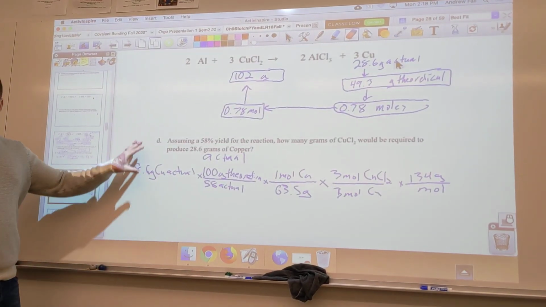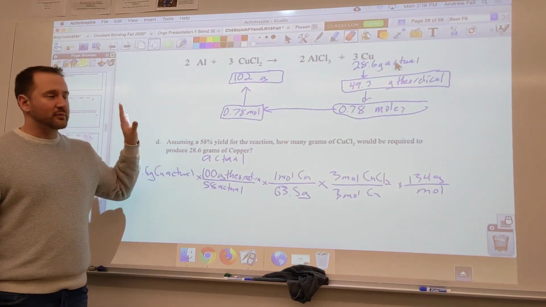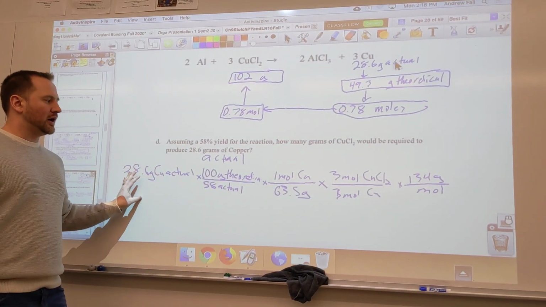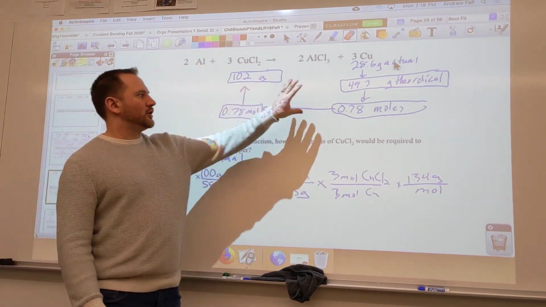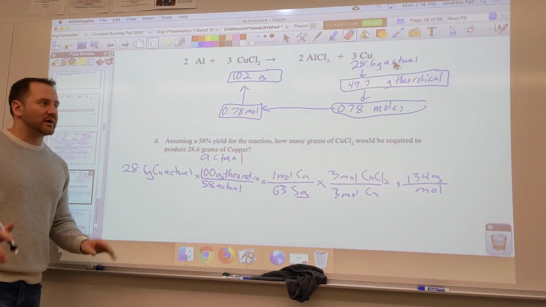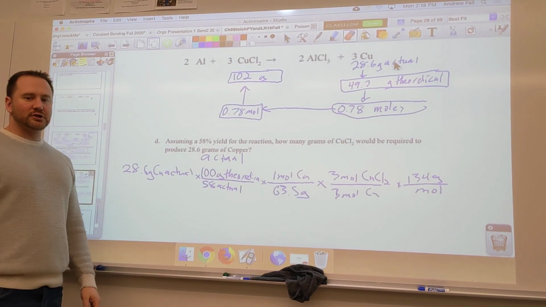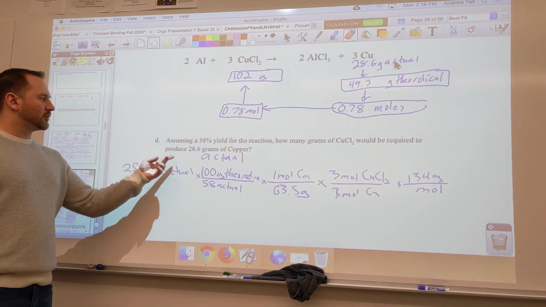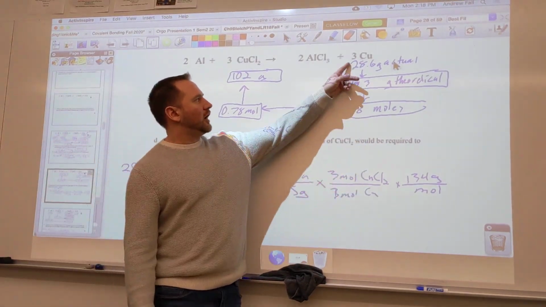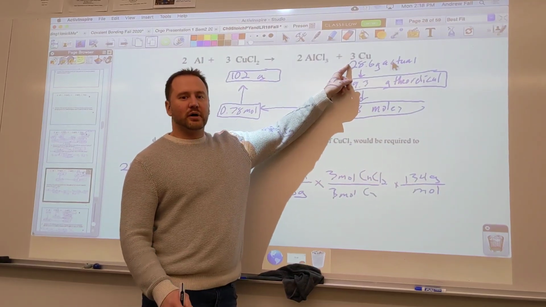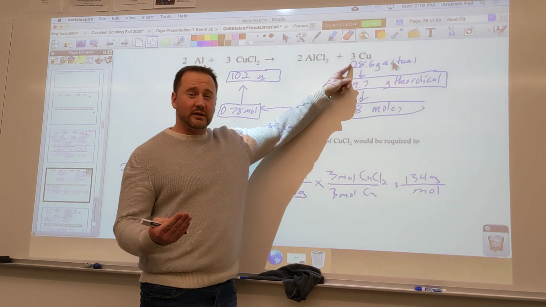In this problem, I'm going to do it in a different way in terms of how I'm doing the mapping. You can do it either way, it's completely fine. In this one, I'm showing how you can do it by just doing a string of dimensional analysis instead of putting all your calculations within your map. So in this problem, it says, assuming a 58% yield for the reaction, how many grams of copper chloride would be required to make 28.6 grams of copper? We're trying to actually make this much, but we know our reaction isn't going to run at 100% efficiency. So we're really going to try to make more.